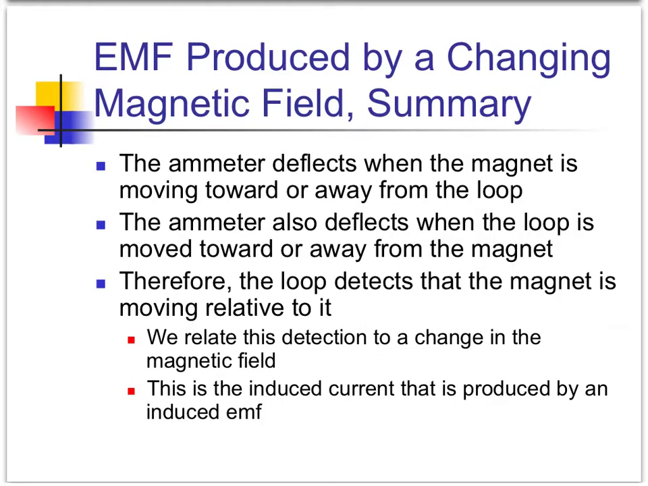So, the ammeter deflects when a magnet is moving toward or away from the loop. The ammeter also deflects when the loop is moved toward or away from the magnet. So therefore, the loop detects that a magnet is moving relative to it. And we relate this detection to a change in the magnetic field. So this is the induced current that is produced by an induced EMF.